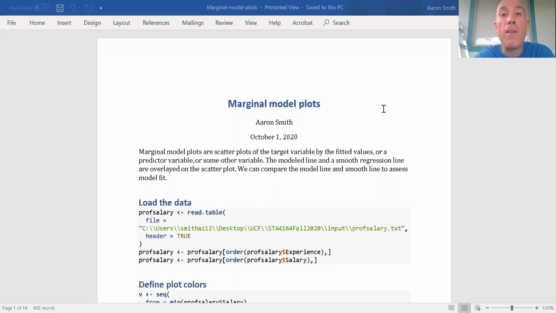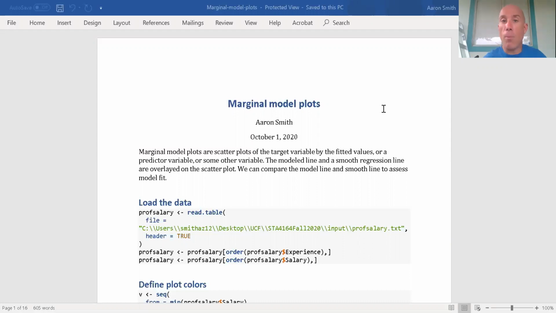So for example, it could be the fitted values. That would definitely be an important one to go with. Or maybe we could go with a predictor variable. We could go with a linear combination of predictor variables or some other quantities that we can match up to our observations.